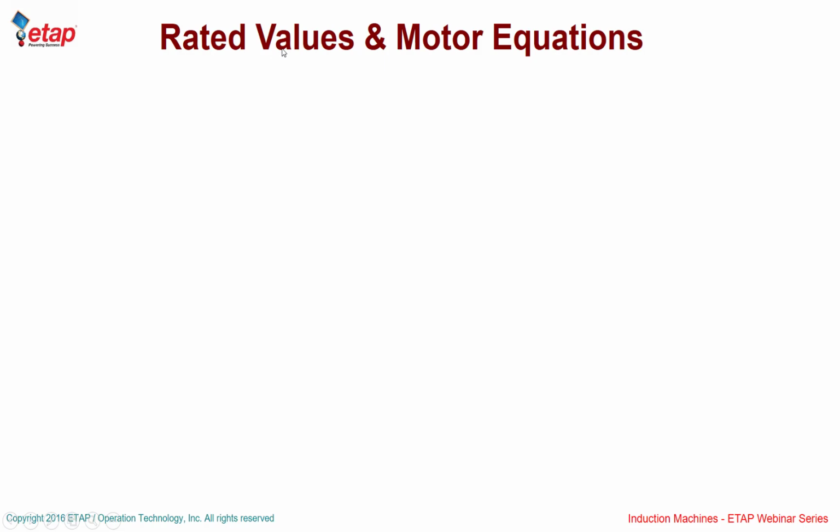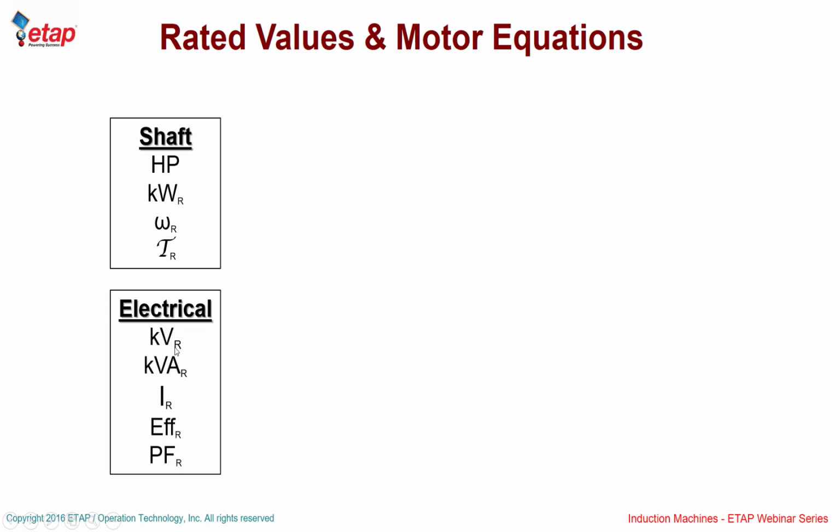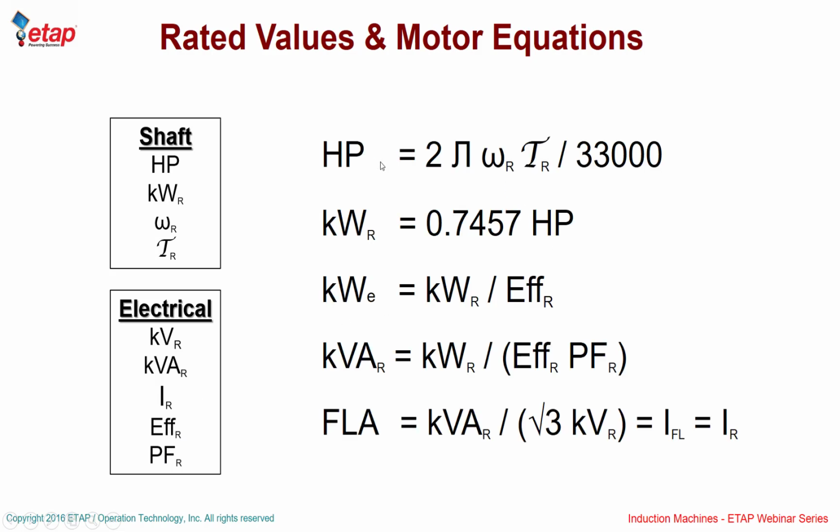The next topic is rated values and motor equations. On the shaft, you have either horsepower or rated kilowatt, depending on whether you are buying equipment from the US or Europe. Europeans, under IEC, use rated kilowatt, and these are shaft powers. You also have rated speed and rated torque. On the electrical side, you have rated voltage, rated kVA, rated current, and rated efficiency and power factor, which are essentially the efficiency and power factor at full load. The general equation: horsepower is 2 pi omega r T sub r divided by 33,000.